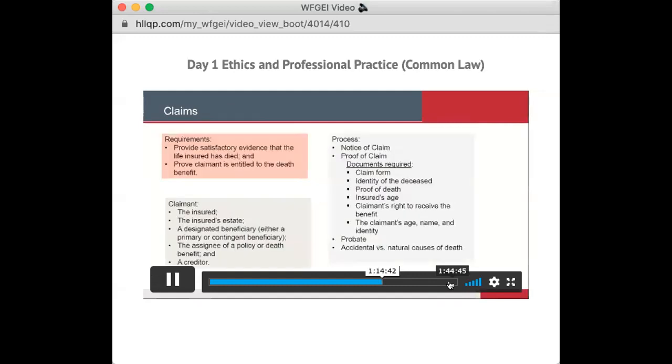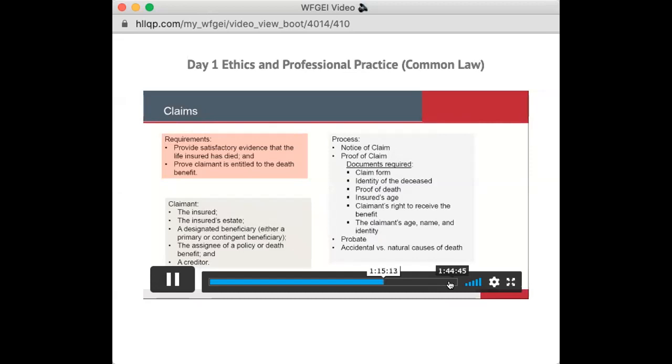At some point, the insurance company has to pay out a claim. After all, that's the business we're in, paying out claims. In order for a claim to be satisfied, one of the requirements is that we have to be provided satisfactory evidence that the life insured has in fact died. Obviously, we need to be told first that this person has died. In other words, there must be notice of claim. Basically, somebody has to tell us.